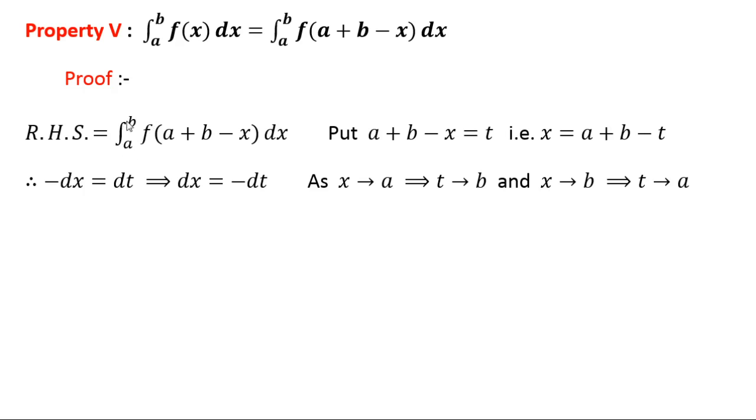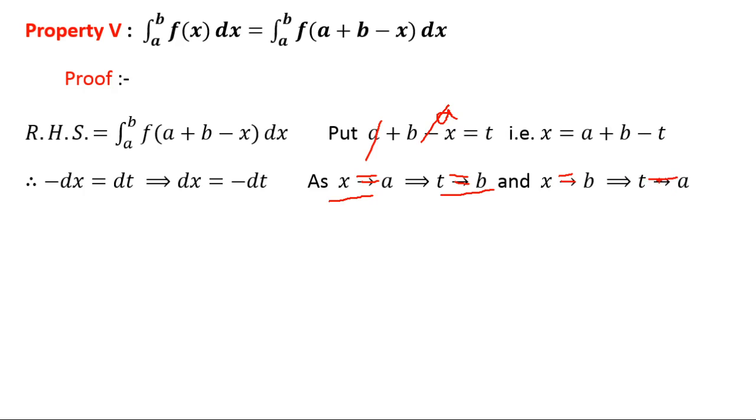These are limits of x. So when x is equal to a, it implies t is equal to b. If we write a in place of x, this a and this a cancel and you will get t is equal to b. So when x is equal to a, t is equal to b. And when x is equal to b, b cancels and the value of t will be a.